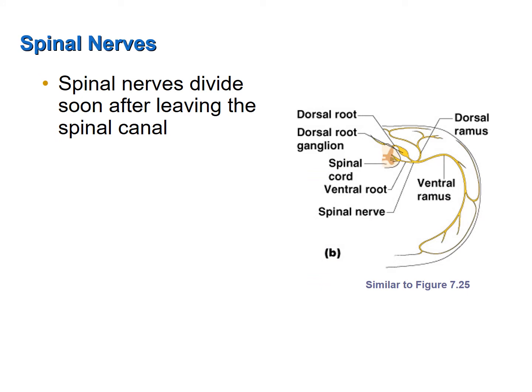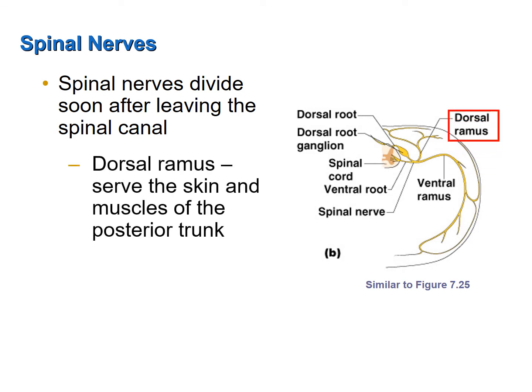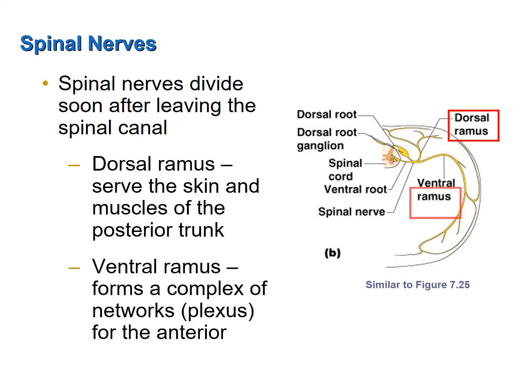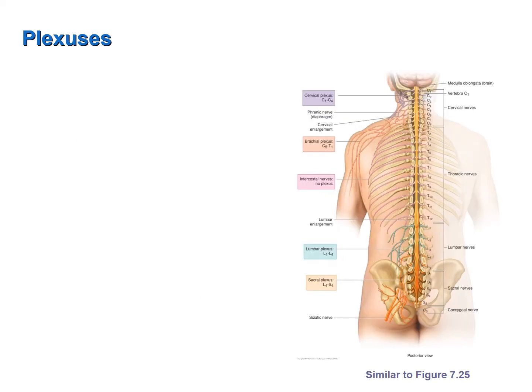Spinal nerves are very short and they soon divide after leaving the spinal canal. They divide into a dorsal ramus, which serves the skin and muscles of the posterior trunk, and a ventral ramus, which extends to the anterior or ventral side of the body, where it forms a complex network of nerves called a plexus. Peripheral nerves extend from the plexuses to serve different parts of the body.